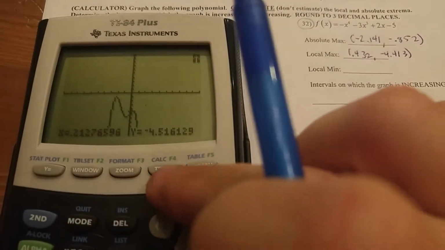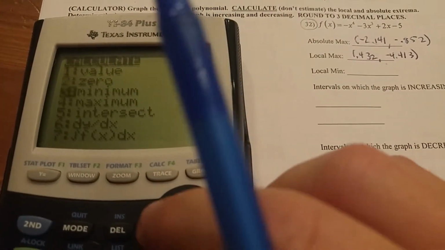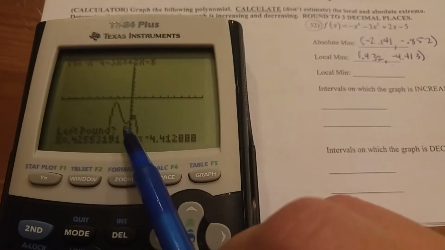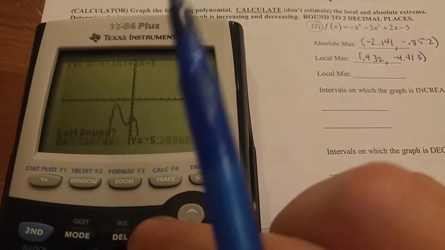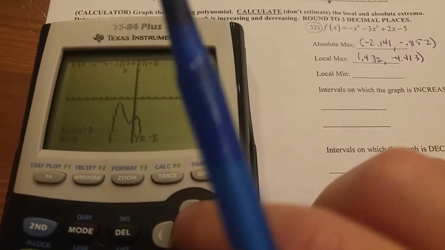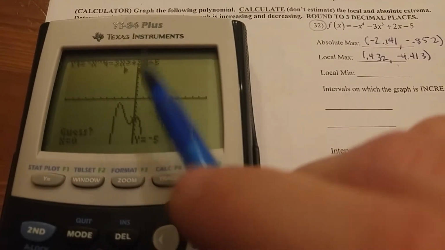So go into second, calculate. We're going to find the minimum this time, and we want to be on the left and the right of that minimum point. So we'll go to the left of it, and we'll go to the right of the minimum. And again, there's the window it's asking, yes.